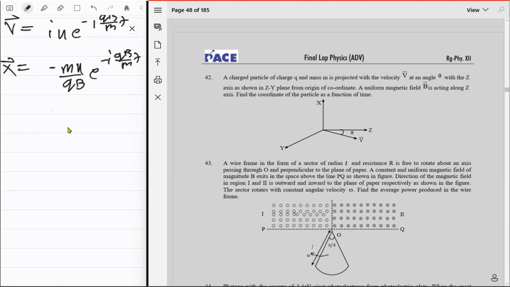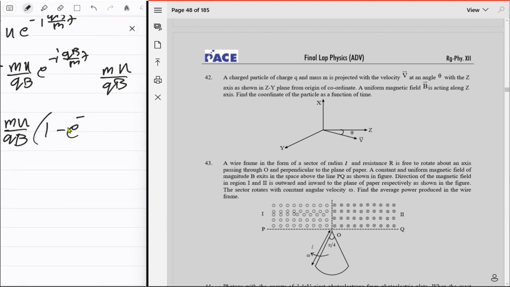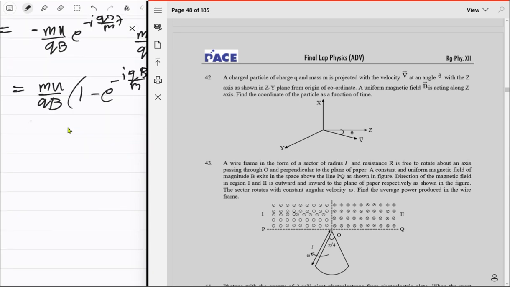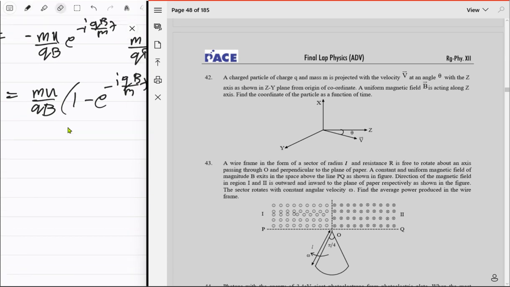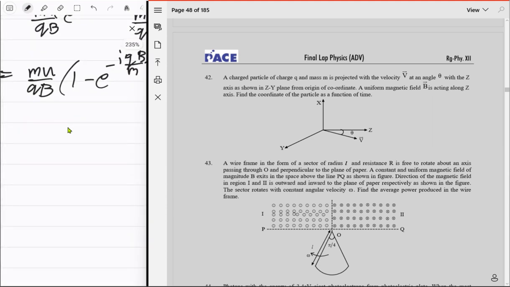Yep, that looks correct. This is μ upon qB times 1 minus e to the power negative iota qB upon m times t, which I think we can change in some way, right? Let me just do that or something. Nah, leave it like that. So like 1 minus cosine and so on you can do, but this is a good enough thing.